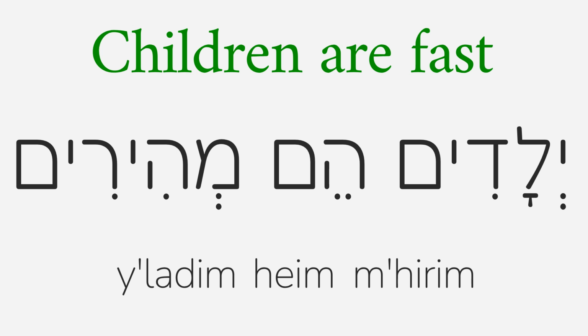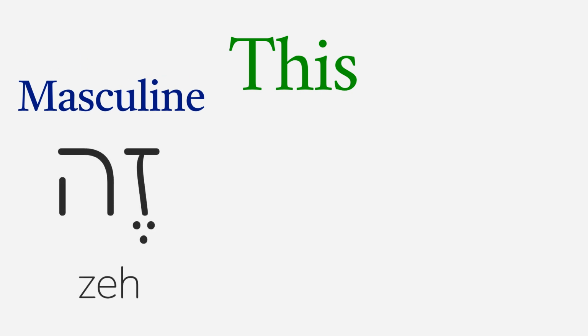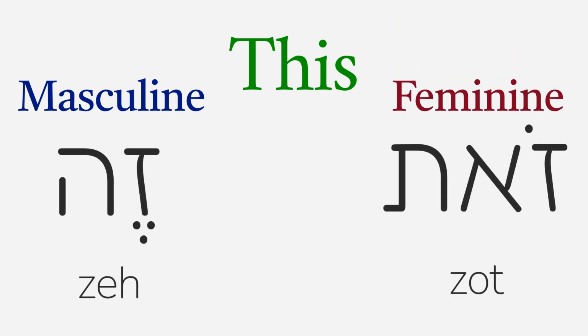Finally, in Lesson 7, we learned another kind of pronoun called demonstrative pronouns. In English, these words are this, that, these, and those. Hebrew has two words for this. The masculine form of this is ze, and the feminine form is zot.